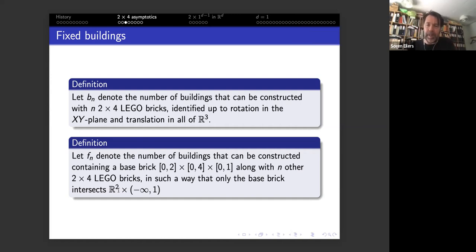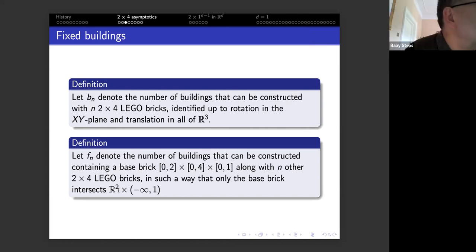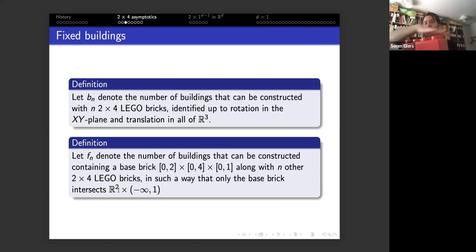You take a base brick and you fix it. Just like before, you take a base brick and you fix it, and then you say this is the only brick in the lower layer. And then on top of this, you can build whatever you want. That has the advantage that we don't have to think about symmetry, because we can just fix it so that we hold this still, right?